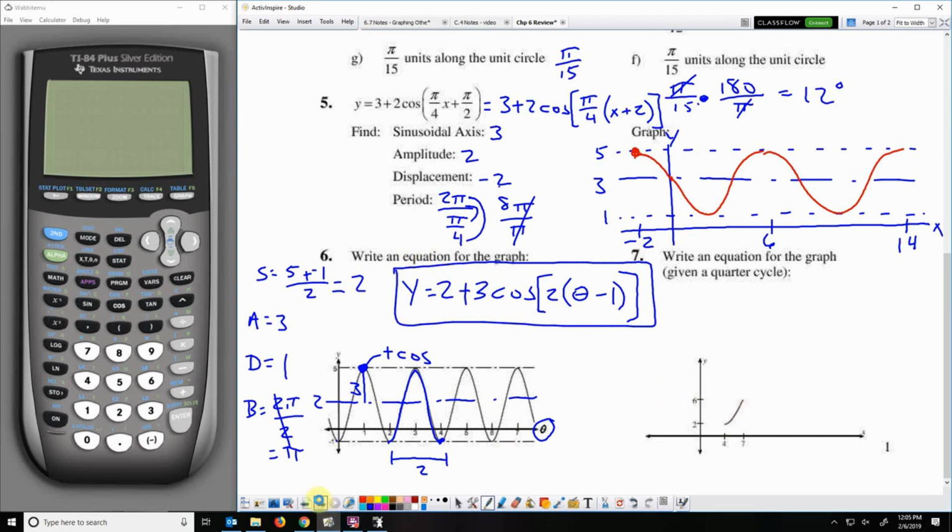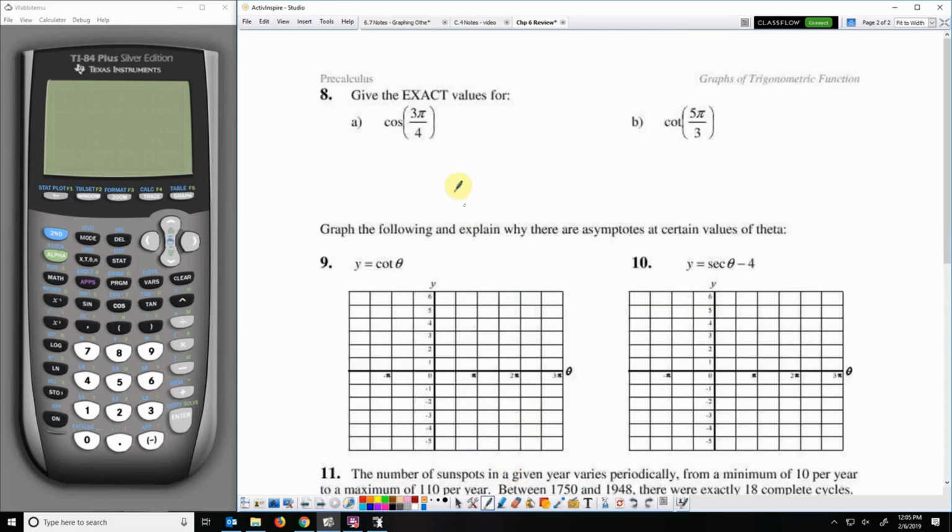We're going to skip number 7 and move on to the back page. Okay, exact value for cosine, 3 pi over 4. So cosine is an x value. On a unit circle, I've got 1/4, 2/4, 3/4 right there. That is 2 positions to the left, so the x value is negative root 2 over 2. Remember, it's 1 over 2, root 2 over 2, root 3 over 2, 1. Same going up. 1 over 2, root 2 over 2, root 3 over 2, 1.